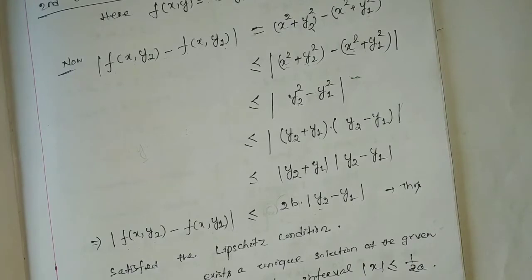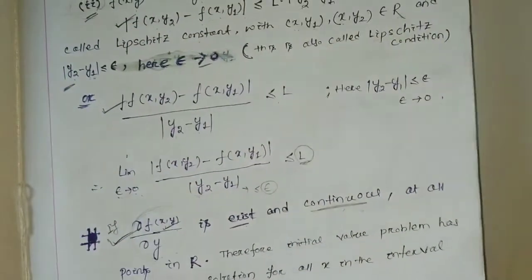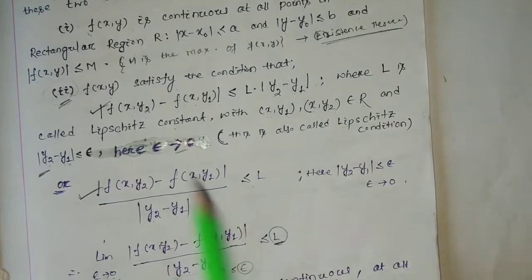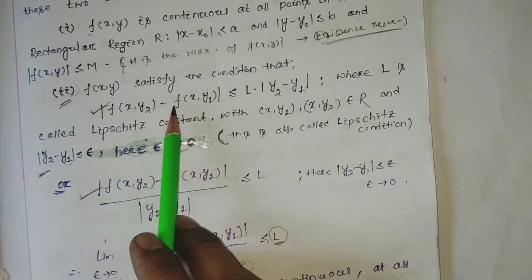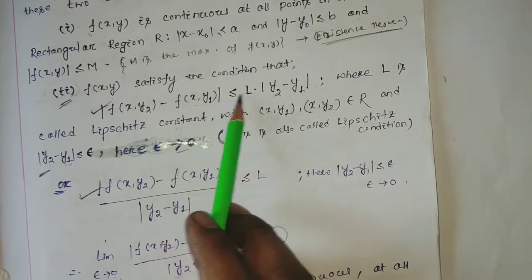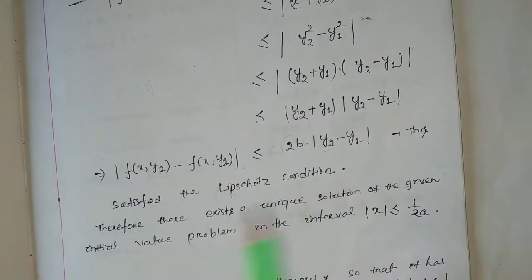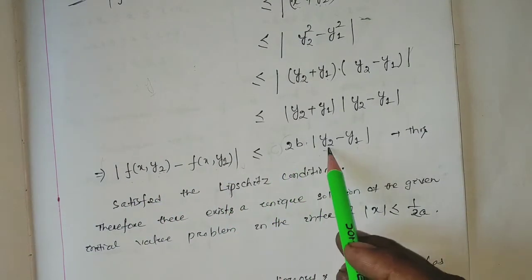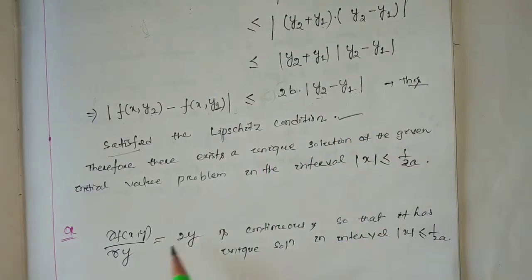Now if I compare this expression with the Lipschitz condition, here this one is your Lipschitz condition, and both are identical. Here |f(x, y2) − f(x, y1)| is less than or equal to some constant times |y2 − y1|. So here also we got the same, which means this satisfies the Lipschitz condition.